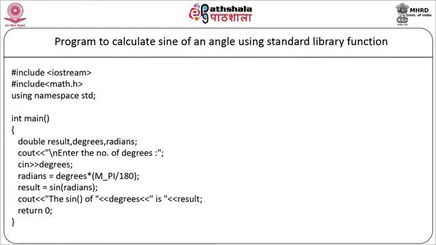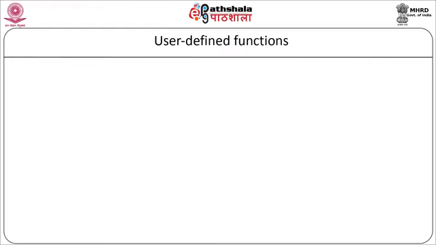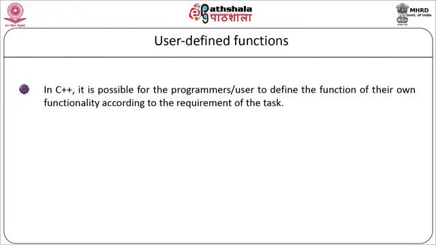When the above code is compiled and executed, it will produce the result as enter the number of degrees. Suppose the user has entered the degrees as 60, then it will produce the output as the sine of 60 is 0.866025.